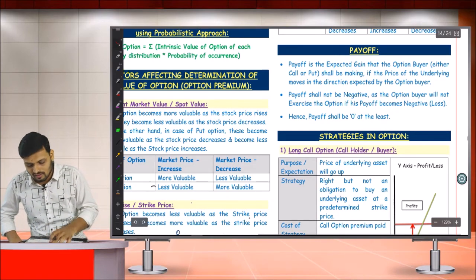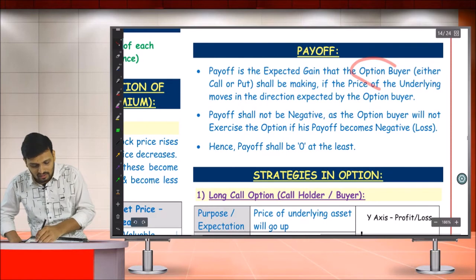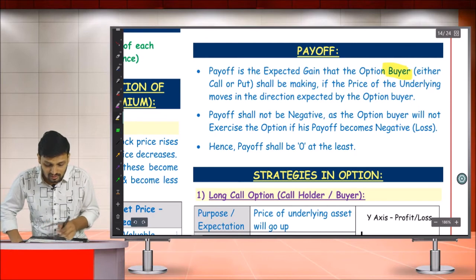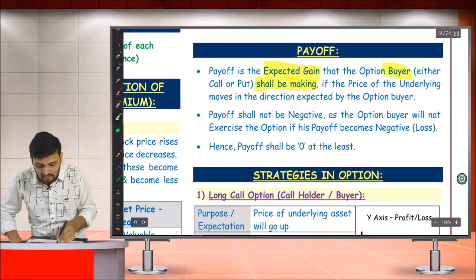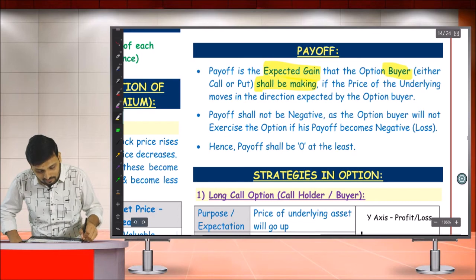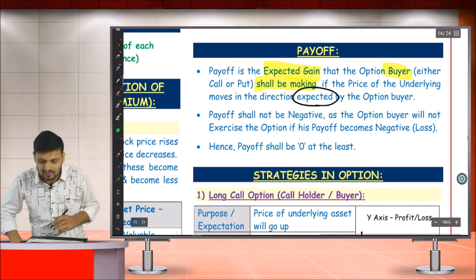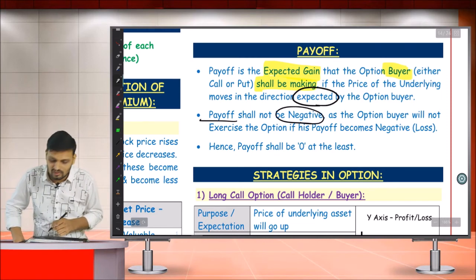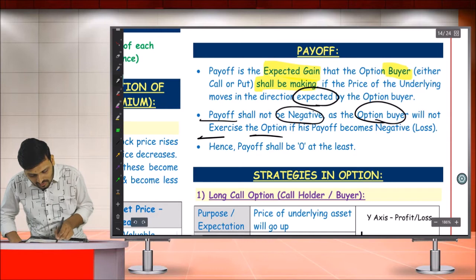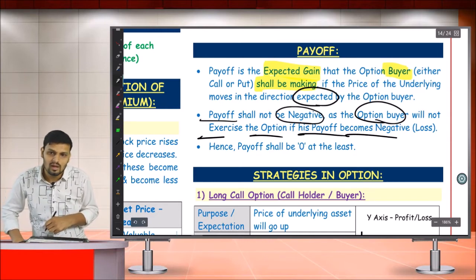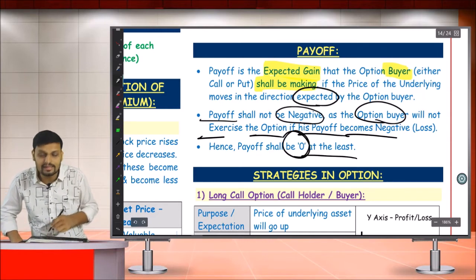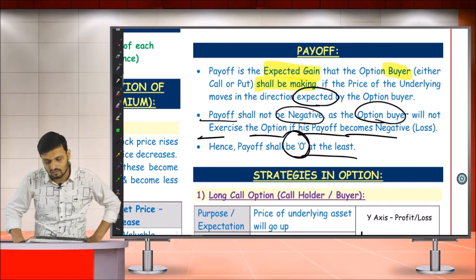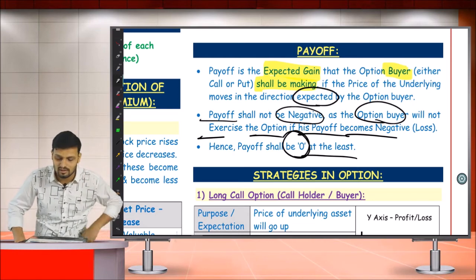Payoff is nothing but expected gain that the option buyer, either call or put option. So I have used only option buyer, not option seller. Expected gain shall be making if the price of the underlying moves in the direction as expected by the option buyer. Payoff shall not be negative, as the option buyer will not exercise the option if his payoff becomes negative. Hence, payoff shall be zero at the least. We'll understand this payoff with the help of a question, don't worry.